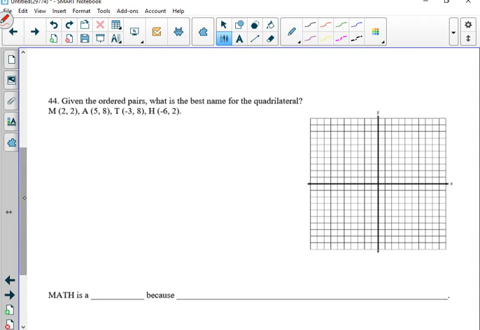Okay, give me the ordered pairs. M at 2, 2. A at 5, 8. T at negative 3, 8. H at negative 6, 2.